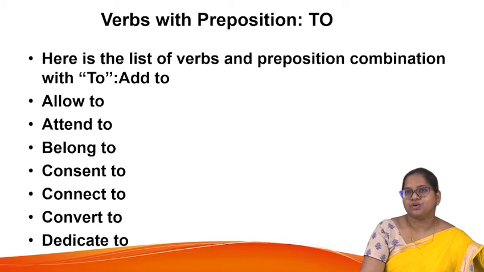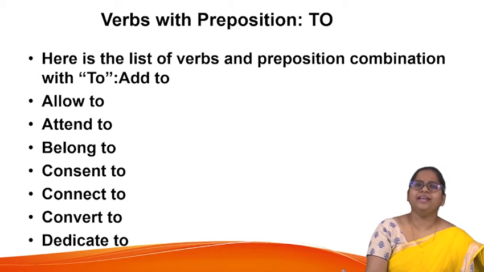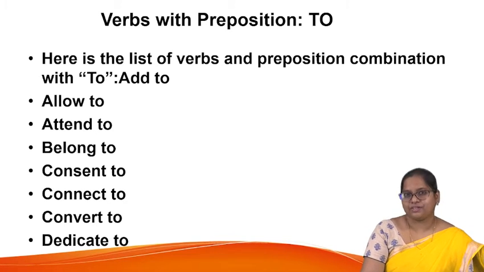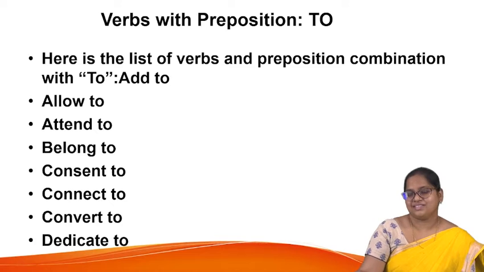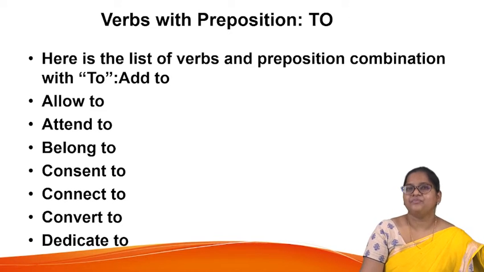Okay, here is a list of verbs and preposition combinations with to. Add to. Allow to. So what is this allowance? Are you allowed to do something, or allowed to work on something? For example, X allows Z to work on the project. You see, here you have to understand the use and context of it. Allowing someone to do something, that is the primary sense of it: allow someone to do this so-and-so task or work. That is the sense of it.